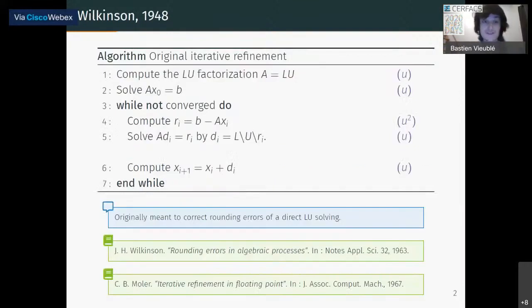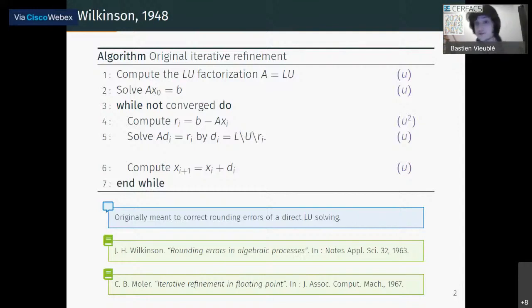Iterative refinement is one of these algorithms. It was first introduced by Wilkinson in 1948 and was originally meant to correct rounding errors of a direct LU solve. In iterative refinement, we first compute the solution by means of a direct solver and then refine it in refinement steps to increase its accuracy. The refinement step is composed of the computation of the residual, the solving of the correction equation, and the update of the solution. Thing is, in iterative refinement, each of these operations can be done at a different arithmetic precision.